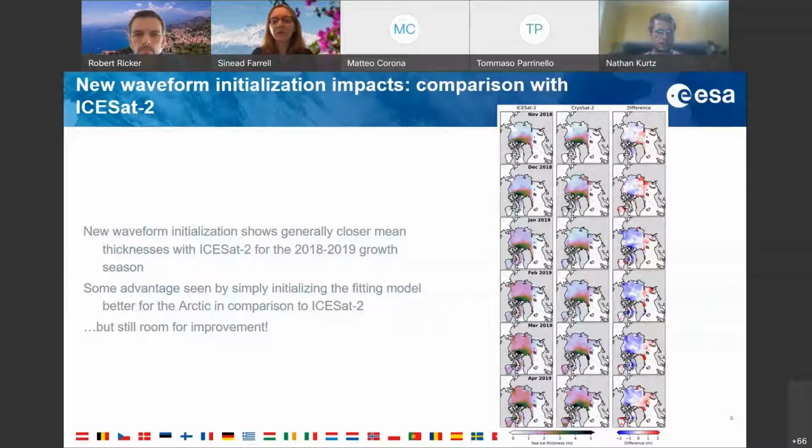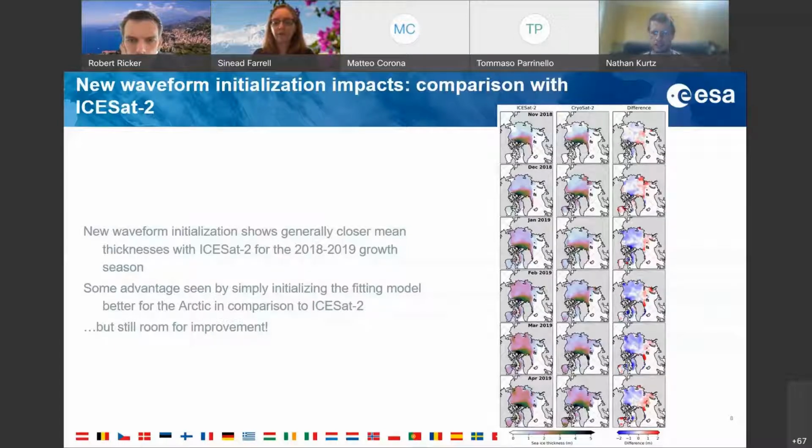to 2019 growth season. And so what we found, just initializing the waveform differently, is that overall it did seem to improve the comparison. And so the thickness fields, especially in the fall, the November time period, compared pretty well, but we do see some large spatial patterns in the differences. So it doesn't appear to just be a random error, but much more spatially correlated.